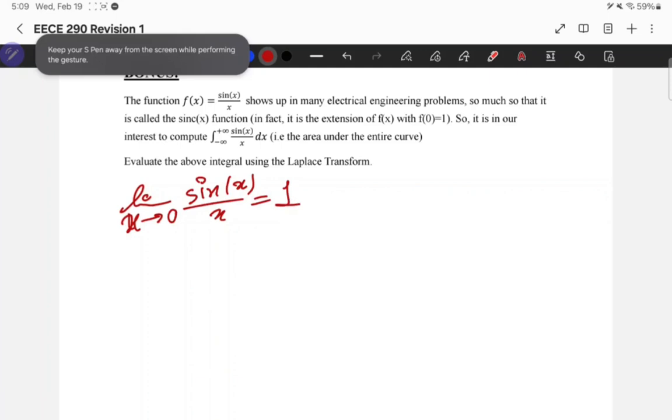There's a geometric proof for it. I mean, you can also do L'Hopital, but it's not really a complete proof. Anyways, it's in our interest to compute the integral from minus infinity to plus infinity of this sinc function, which is the area under the entire curve. Use Laplace transform to do this.